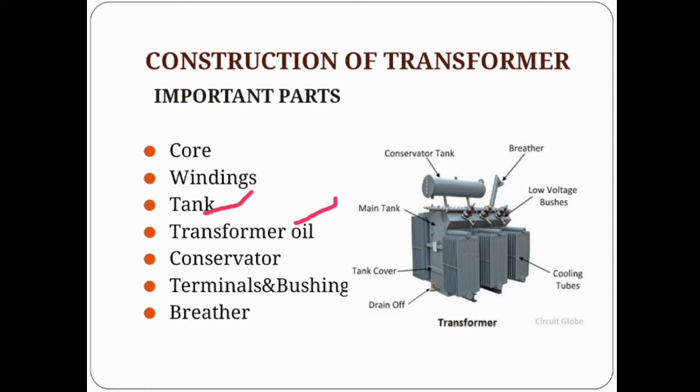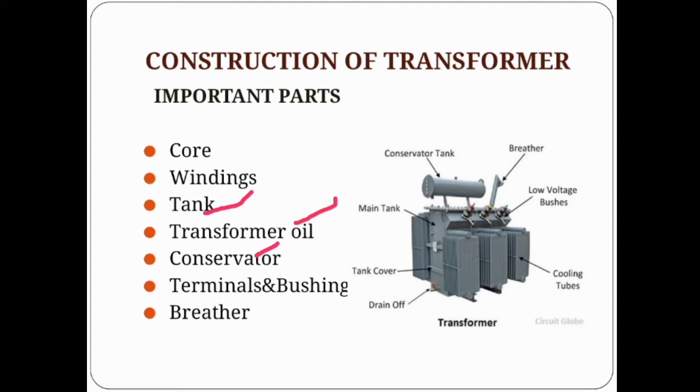The third one is the conservator. The main purpose of the conservator is to maintain the level of oil in the transformer, because the oil must not be too high and must not be too low. It should be in the medium range. So the work of the conservator is to maintain the oil level in the transformer.